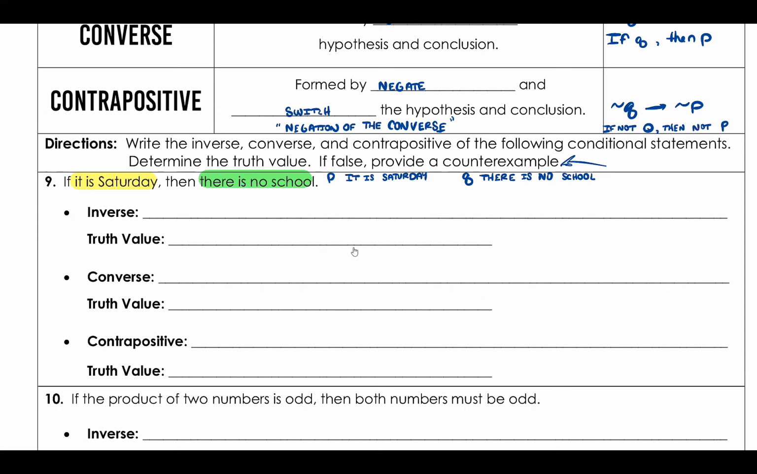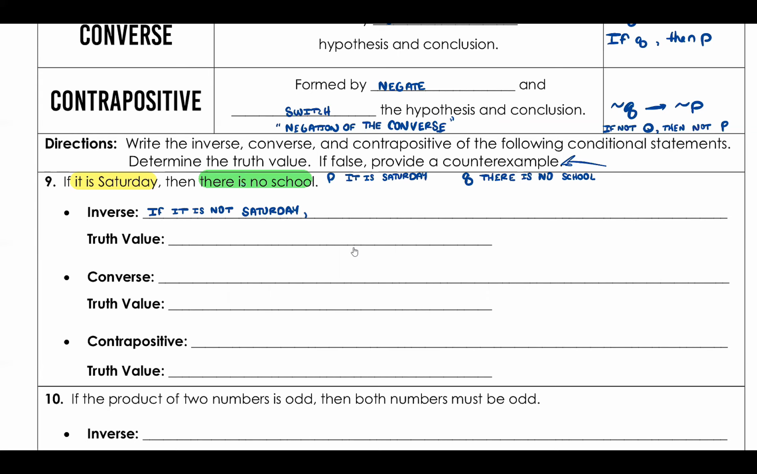How would I say it is Saturday, and how would I negate it? It is not Saturday. So if it is not Saturday, what would be an example of not Saturday? Monday, okay. And then I'm going to negate my conclusion, there is no school.